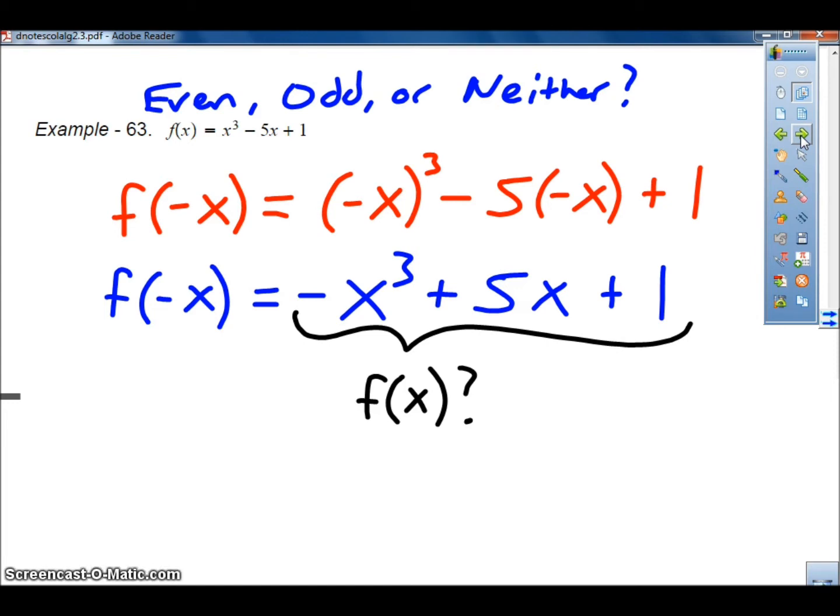Simplifying that, the negative sign passes through that exponent of 3, and so ultimately that first term will just be a negative x to the third power. For the second term, we have negative 5 times negative x, which becomes positive 5x, and the last term stays the same. It stays plus 1. And so this is what we want to analyze.